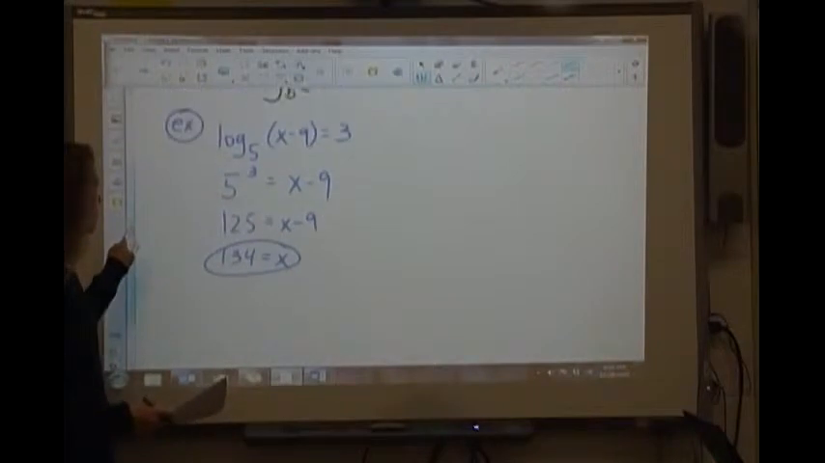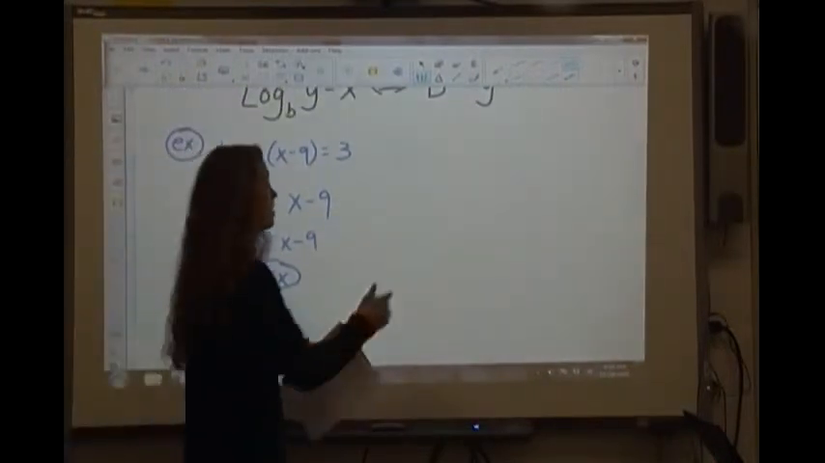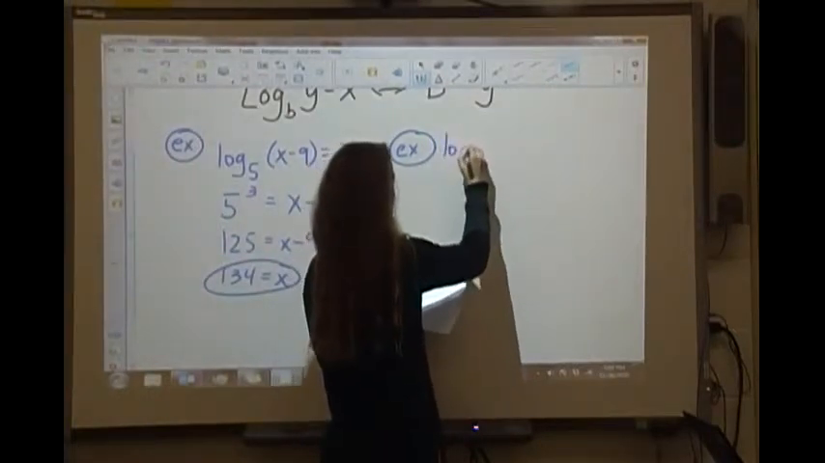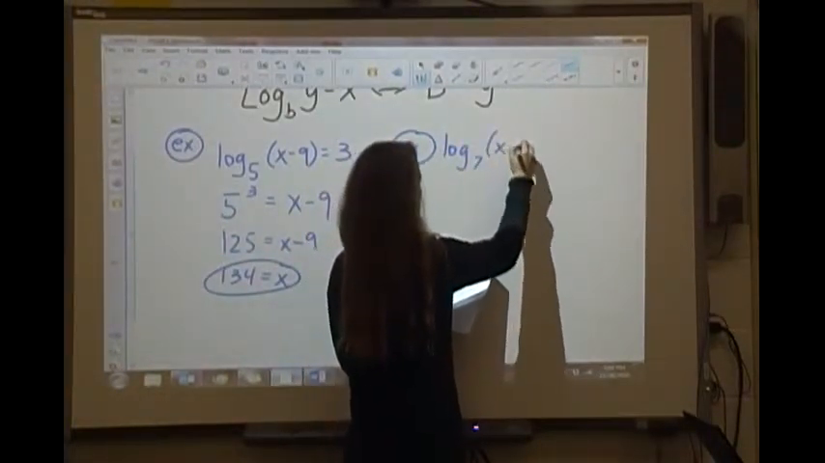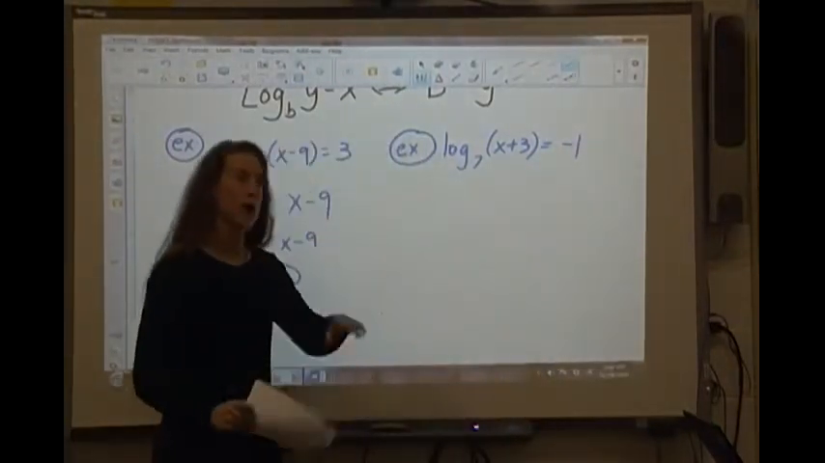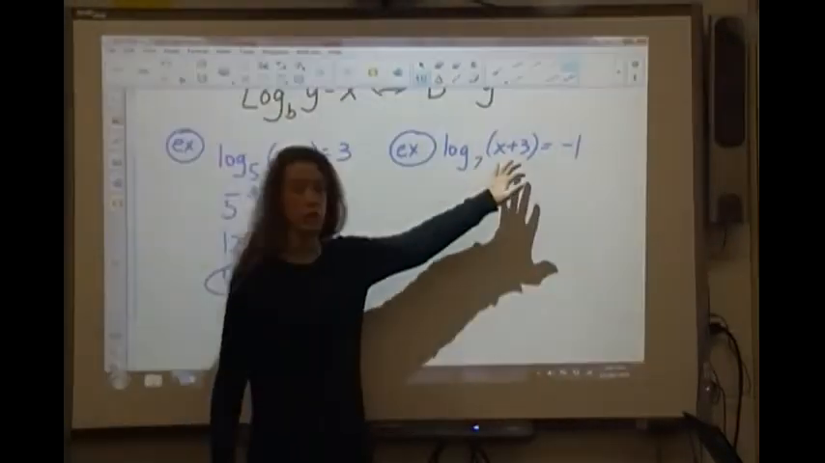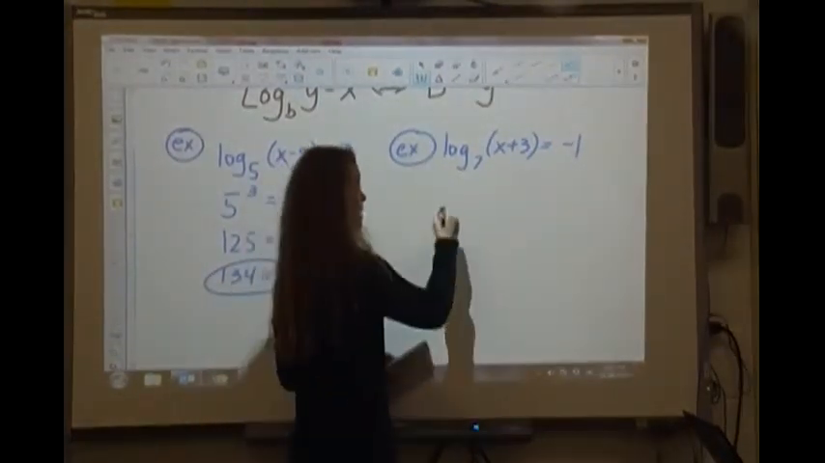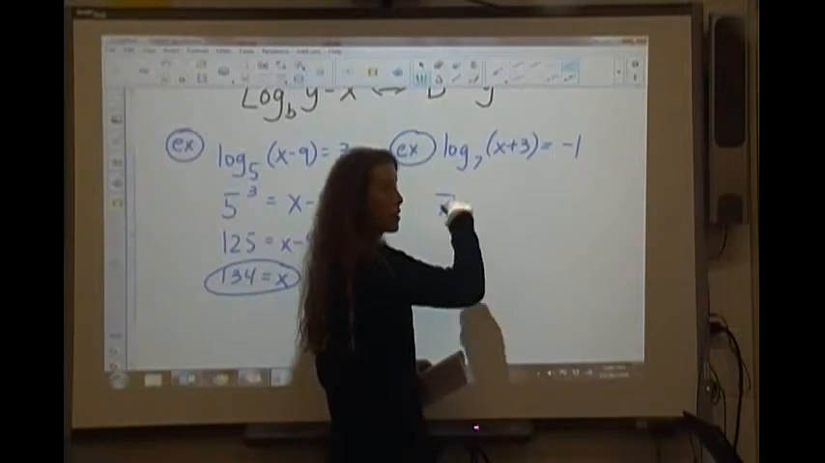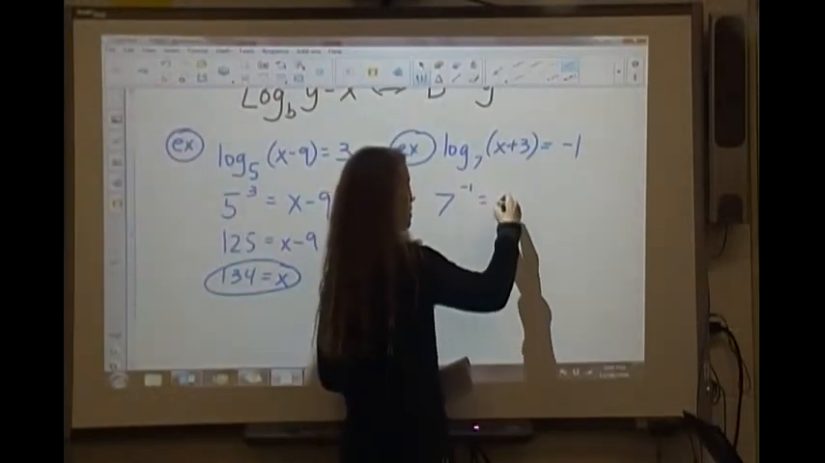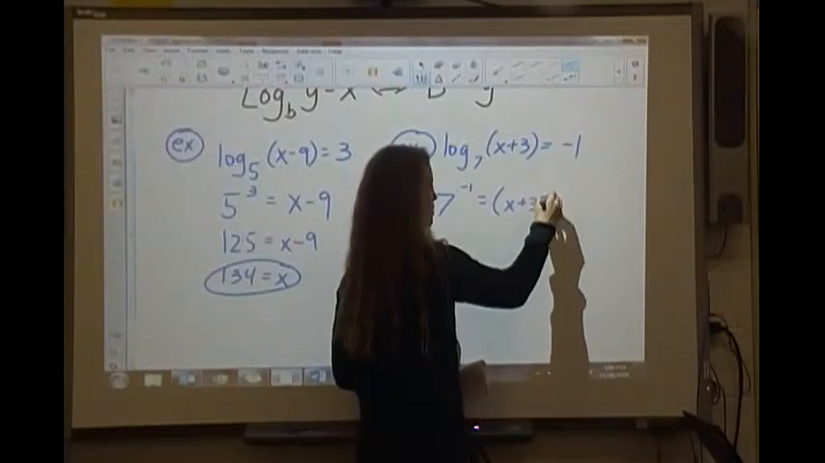Let's do another example of a similar problem. Let's do a second one. Let's take log base 7 of (x plus 3) and set that equal to negative 1. So again, same thing here. We have an x plus 3 in parentheses. We can't do anything with that. So we're going to take 7, change forms to exponential form, base is 7, to the exponent negative 1, and we've got x plus 3.